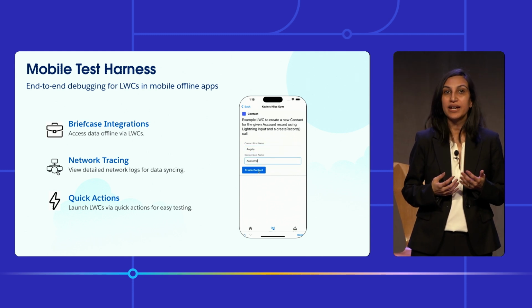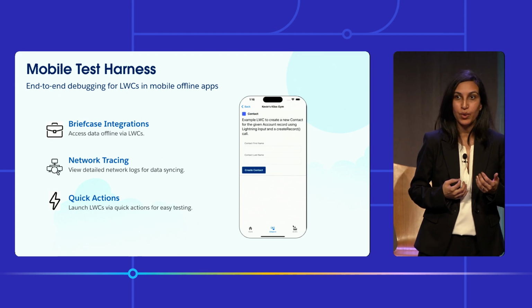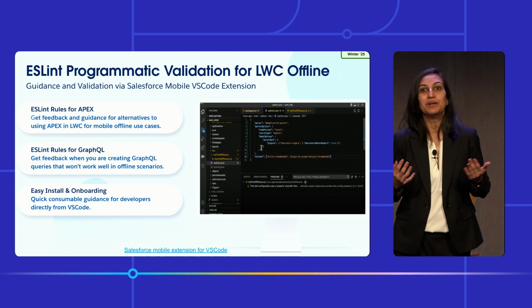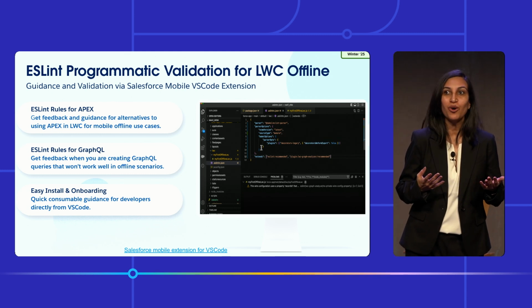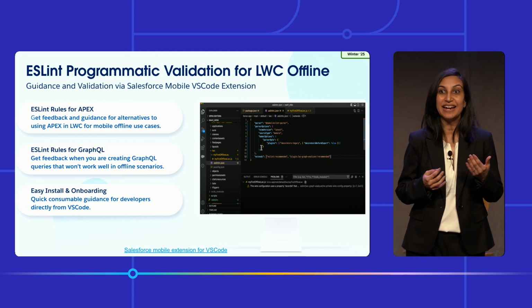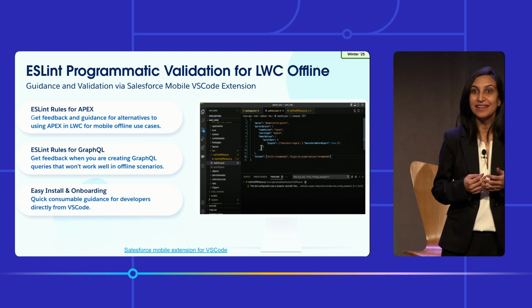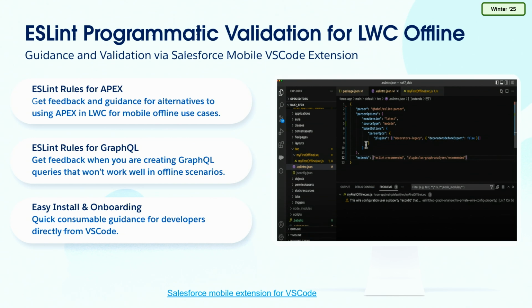And you also can test your LWCs with quick actions. Now, I said that it is important to be able to build and optimize for offline, but at the same time, we also realize that this could sometimes be tricky, especially when you are dealing with code which has Apex or GraphQL queries. So for this very reason, we have built ESLint programmatic validation for you.